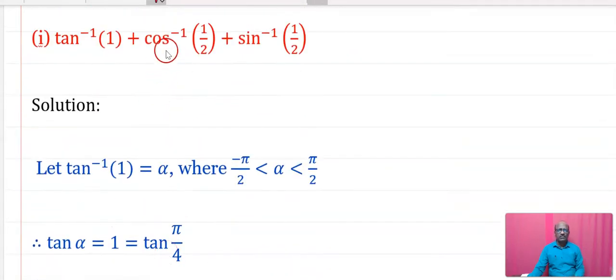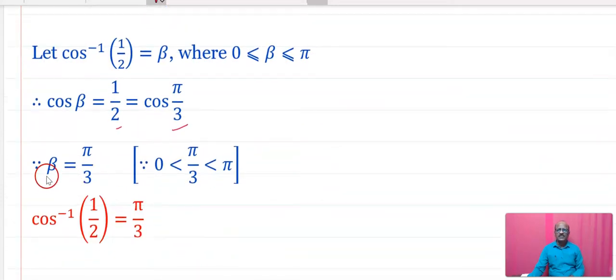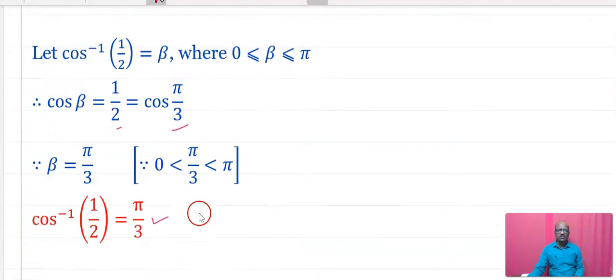Next, we have the cos inverse of 1 upon 2. Cos inverse of 1 upon 2 is equal to beta, where beta lies between 0 to pi, and therefore cos of beta is equal to 1 upon 2. 1 upon 2 is the value of cos of pi by 3, and that's why beta is equal to pi by 3, and therefore cos inverse of 1 by 2 is pi by 3. And the last one is sine inverse of 1 upon 2.